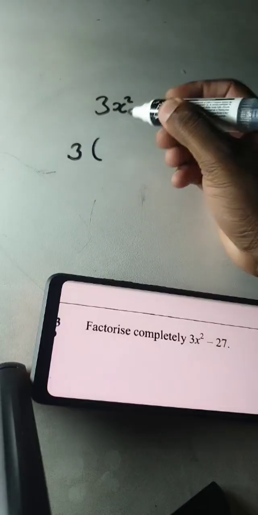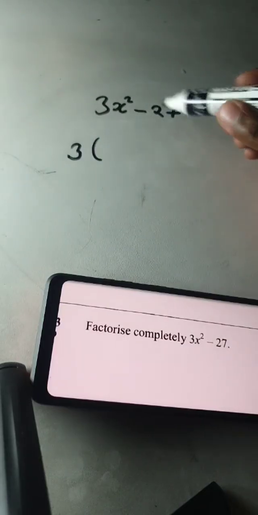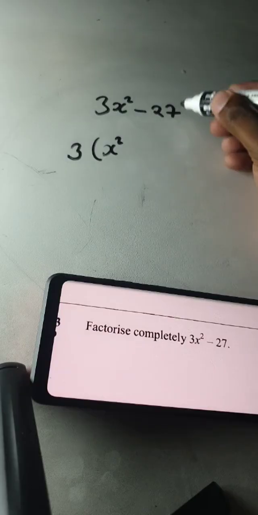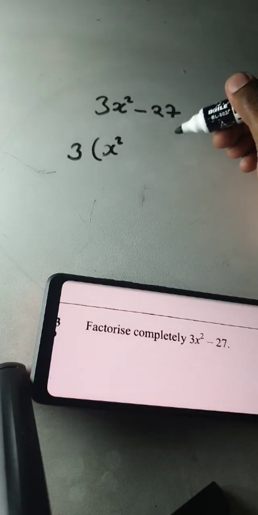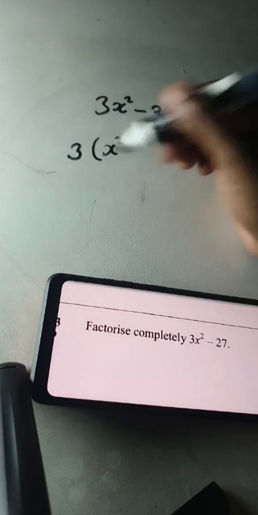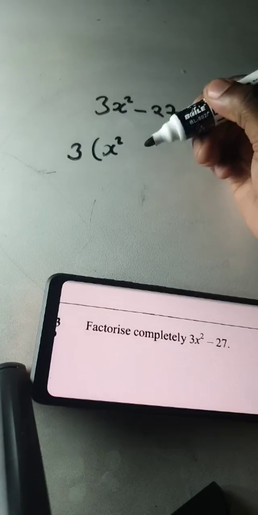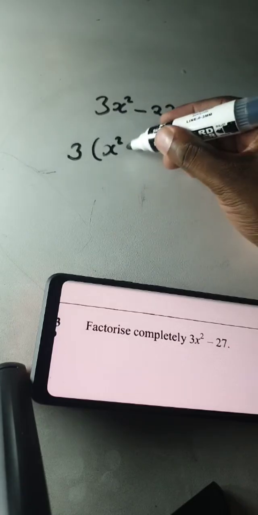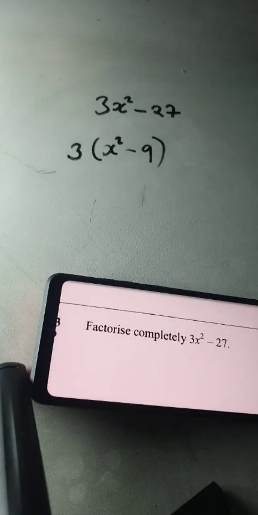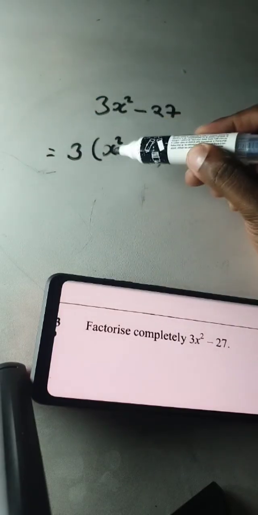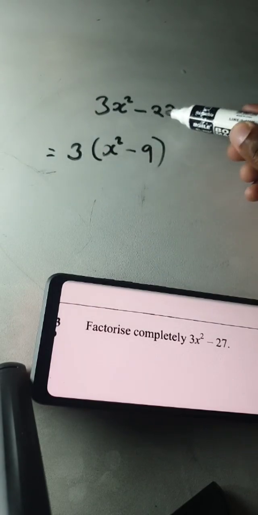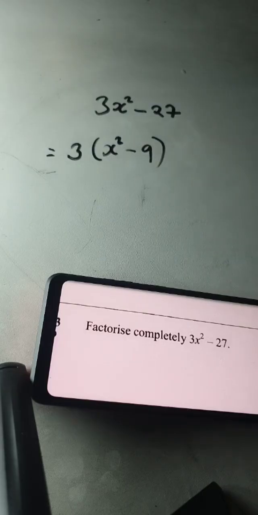So if we take out 3, where there is 3x squared, we only remain with the x squared. Does that mean 27 will remain 27? No, because we have already divided out 3. So negative 27 divided by 3 is negative 9. So that we can easily go back: 3 times x squared is 3x squared, and 3 times negative 9 is negative 27. You are factorized, but not completely.